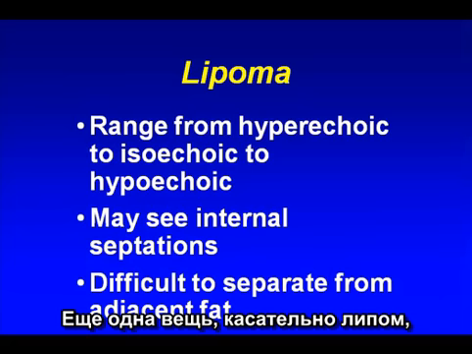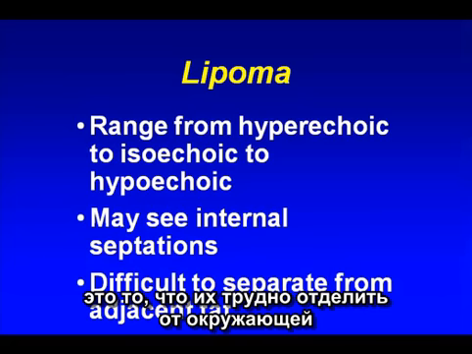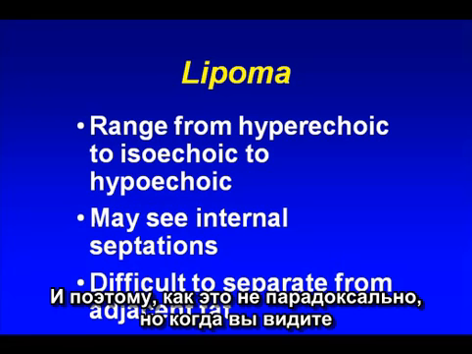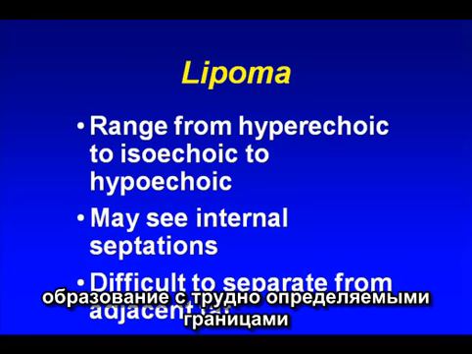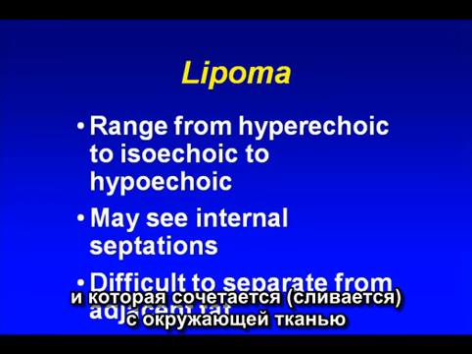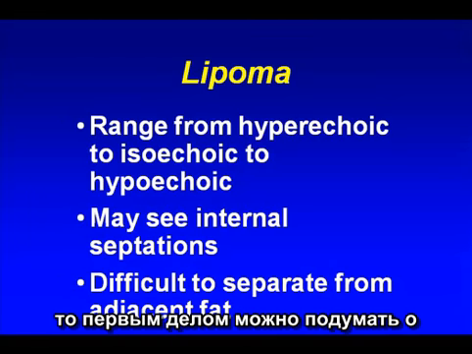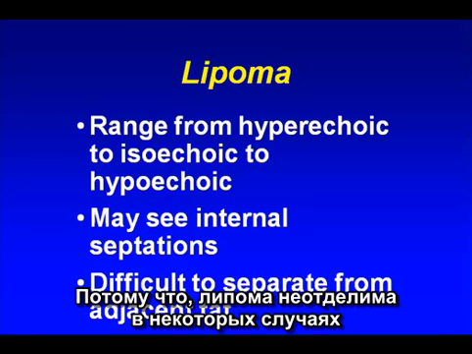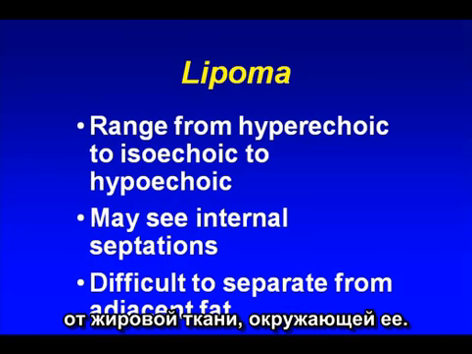One thing about lipomas is that they are difficult to separate from the adjacent fat, and that's because they also are fat. And so paradoxically, if you see a mass that has ill-defined borders that kind of blend in with the surrounding tissues, one is more likely to think of a benign process such as a lipoma because it is inseparable from the fat that surrounds it in certain cases.